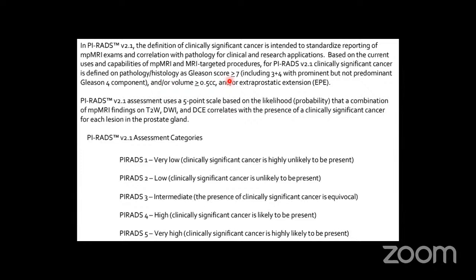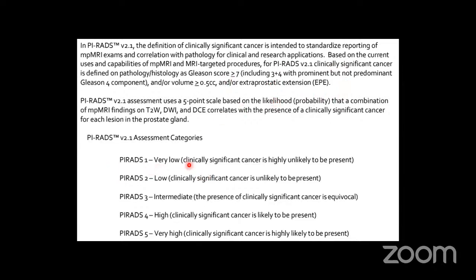So as per this, if we are saying PIRADS 4 or 5, we mean that we think that the histopathology will turn out to be either Gleason score of 7 or more, which includes 3+4 with prominent but not predominant Gleason score component. The volume can be as small as 0.5 cc. So we expect that MRI is sensitive enough to pick up small lesions with volume equal to 0.5 cc and extraprostatic extension as well.